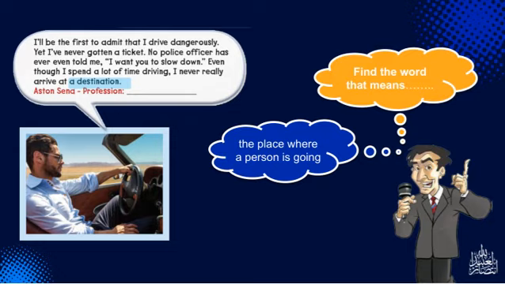Now, let's take a look at this slide titled, "The Place Where a Person is Going." Here, we're focusing on understanding how to identify the destination or the goal in a given context. The key phrase is "find the word that means," which encourages us to think about synonyms or words that represent a specific location or endpoint. This is an important skill because, in many situations, whether reading, listening, or speaking, we need to clearly recognize where someone is headed or where something is supposed to go.